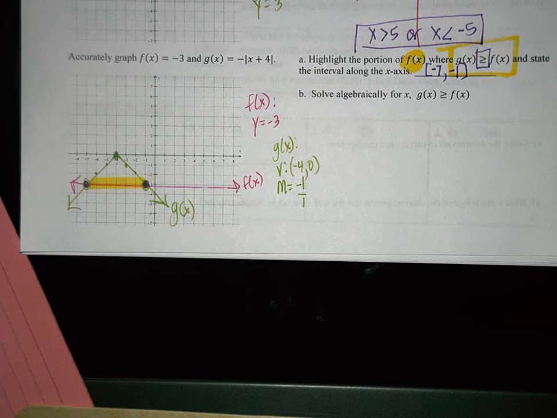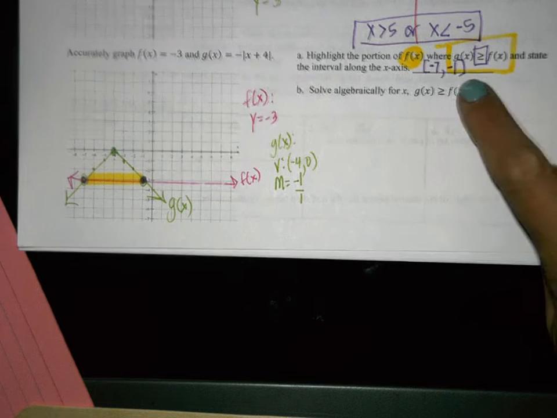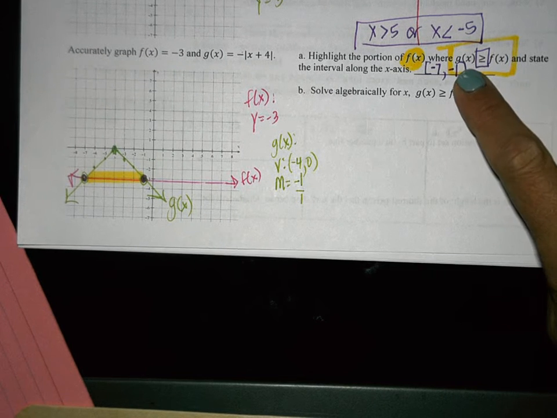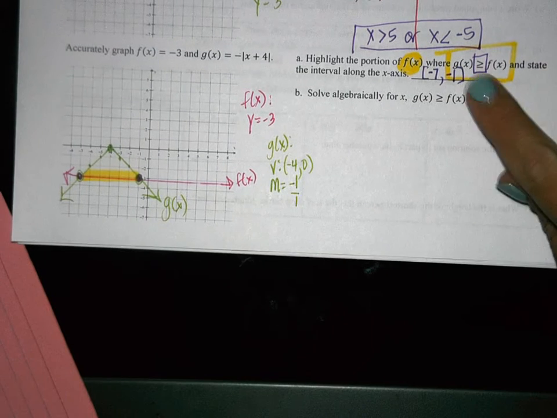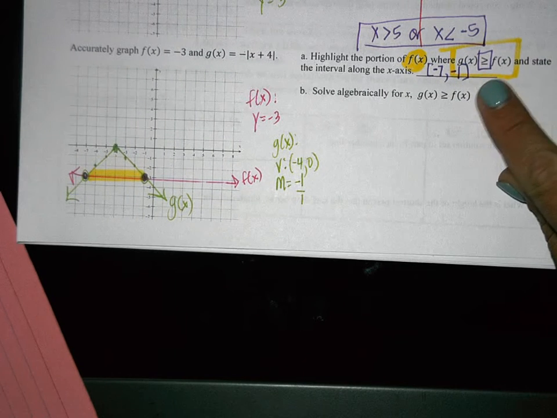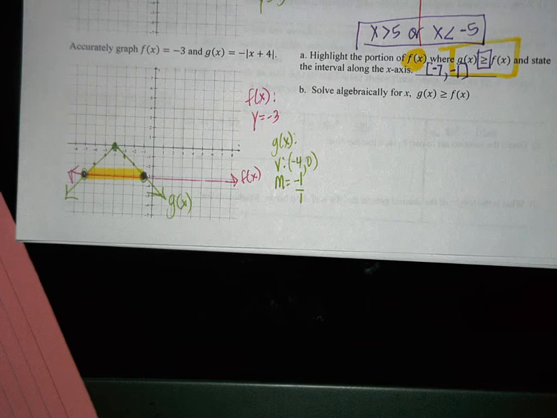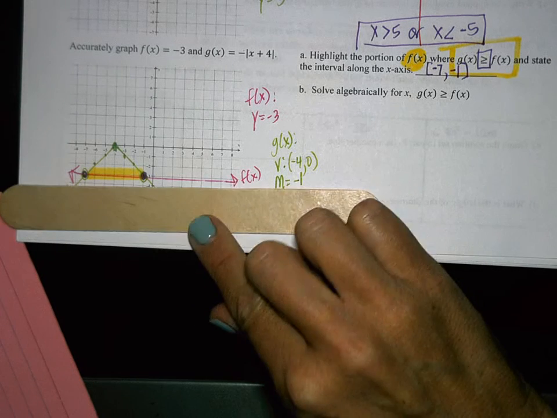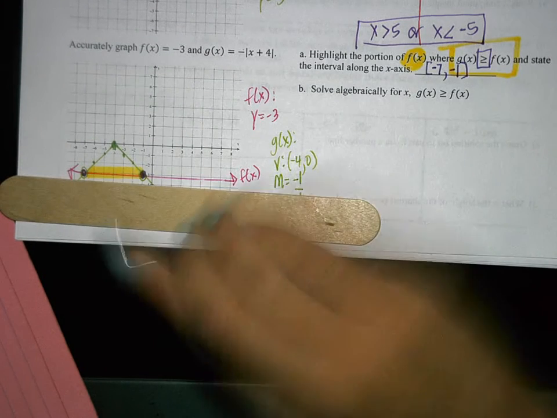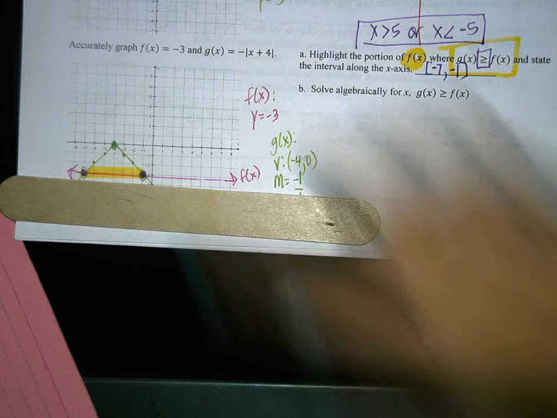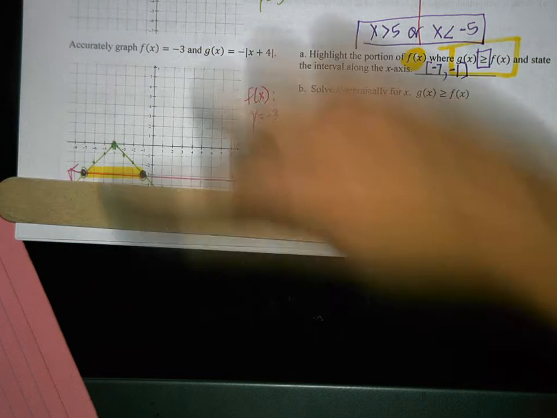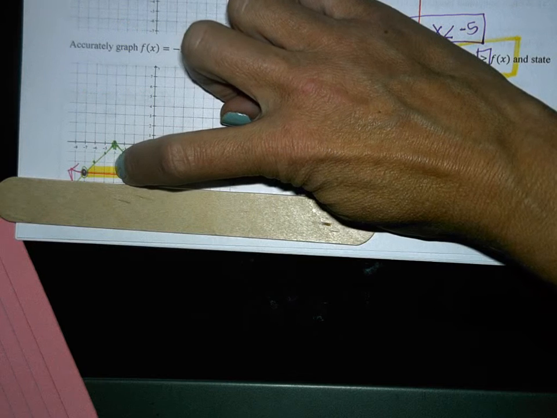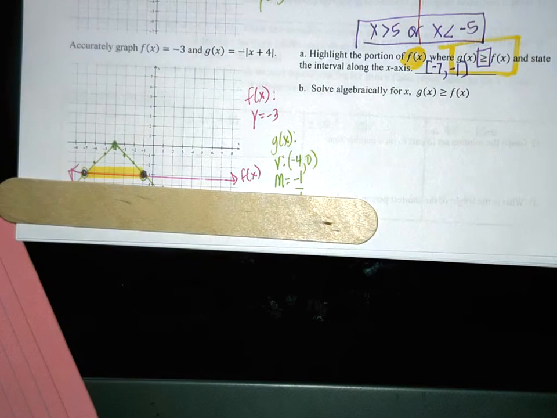Wait, what did you highlight in the middle? So back here, it says highlight the portion of f of x. So we're highlighting the line because that's f of x, where g of x is greater than or equal to f of x. They wanted us to highlight where g of x is greater. Do you see how g of x is above the line? So I could only highlight that portion where g of x was above the f of x line.